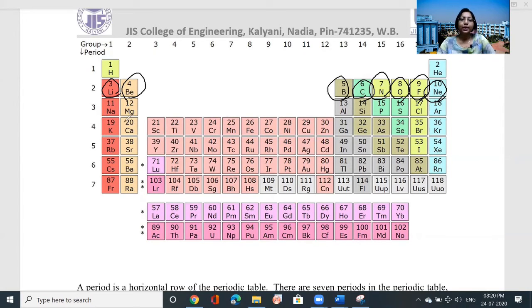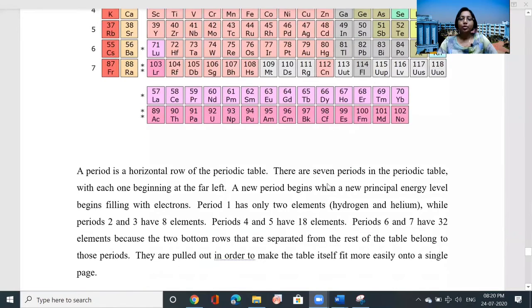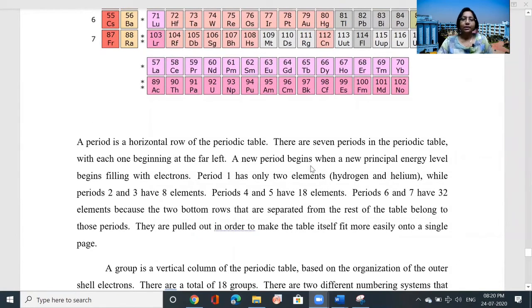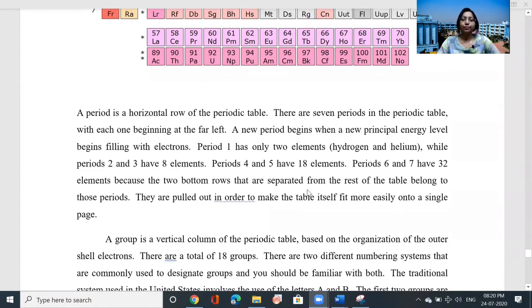In this way, in the third row there are also 8 elements: sodium, magnesium, aluminium, silicon, phosphorus, sulfur, chlorine, argon. But in the 4th and 5th rows there are 18 elements. So in this way we get the period, that is the horizontal row.